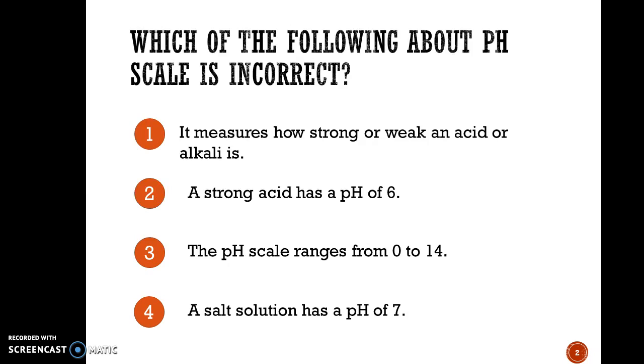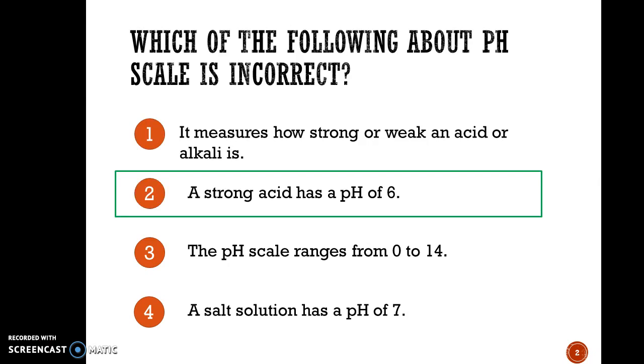The answer should be number 2. A strong acid has a pH of 6? Remember yesterday we learned that if it's a strong acid, you should be expecting a pH of 2 or lesser. For statement 1, it measures how strong or weak an acid or alkali is. Yes, this is true. pH ranges from 0 to 14. Remember, it's from 0 to 14.